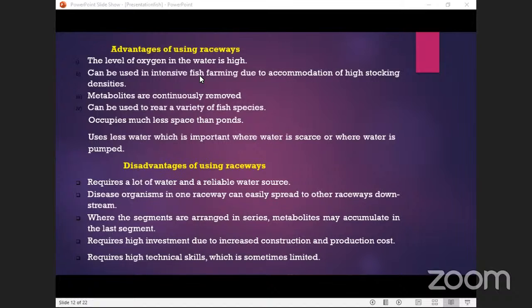Okay, thank you. So under this type of fish pond, the level of oxygen is high in the water because fresh water keeps on moving in and can be used in intensive fish farming. Intensive simply means when you have a minimum number which you are interested in and you can accommodate them in a small area, being able to handle a bigger number of fish.